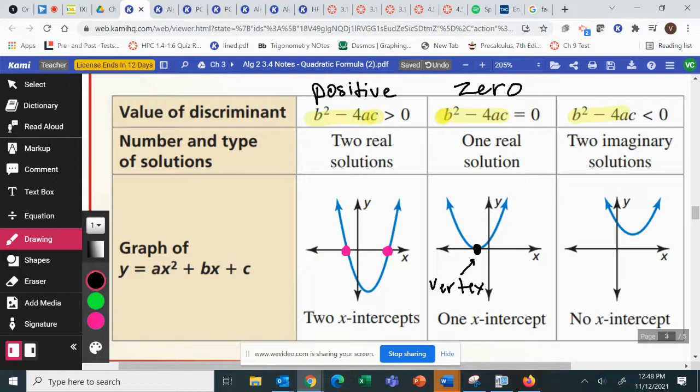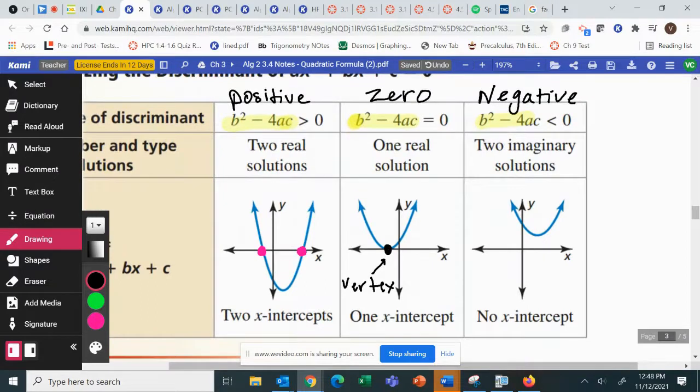In the third scenario, b squared minus 4ac is less than 0. That would be a negative answer. And if we have a negative underneath that square root, we get 2 imaginary solutions. These are the ones that will have an i in our answer. If we were to graph it, it would never cross the x-axis. There would be no x-intercepts for that one. So if it's imaginary solutions, there's no x-intercepts.